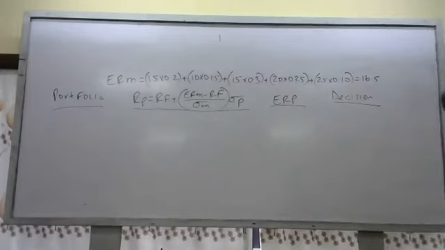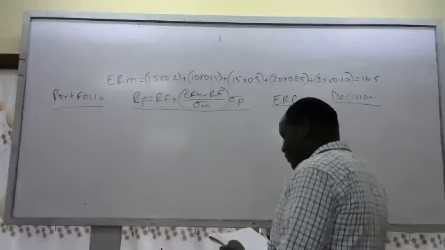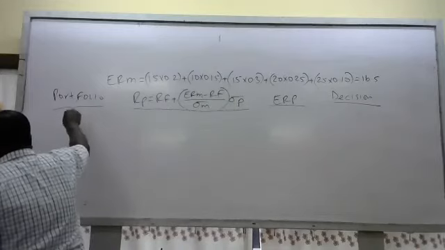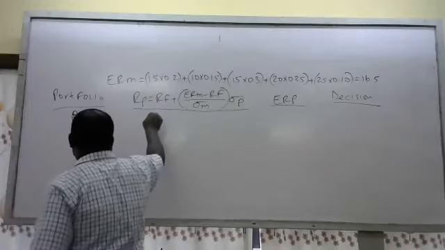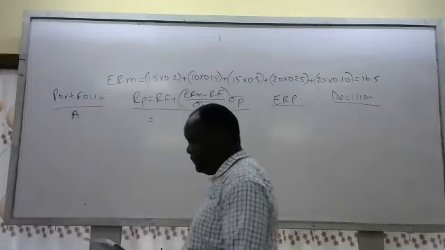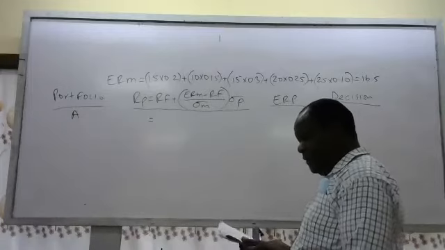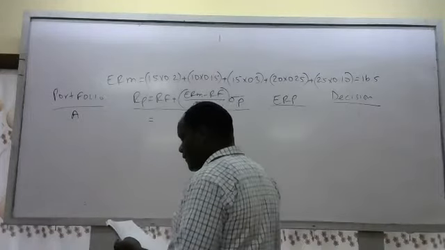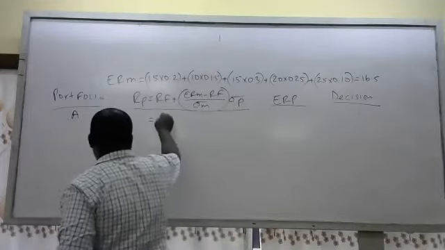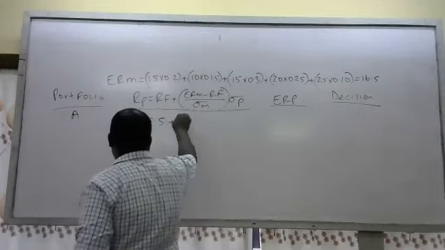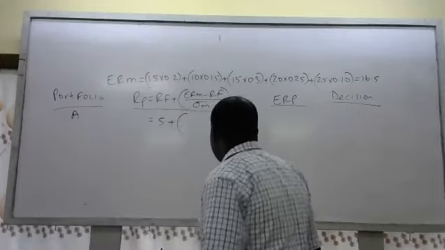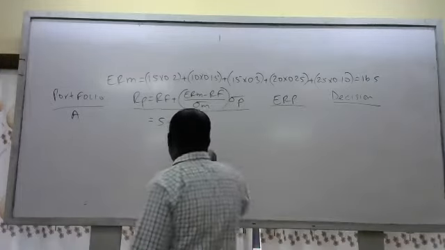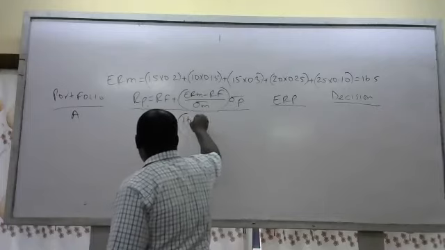So there were 4 of them. You start off with stock A or portfolio A. The risk-free rate was given as 5%. The expected return for the market is what we have just calculated. We got 16.5.